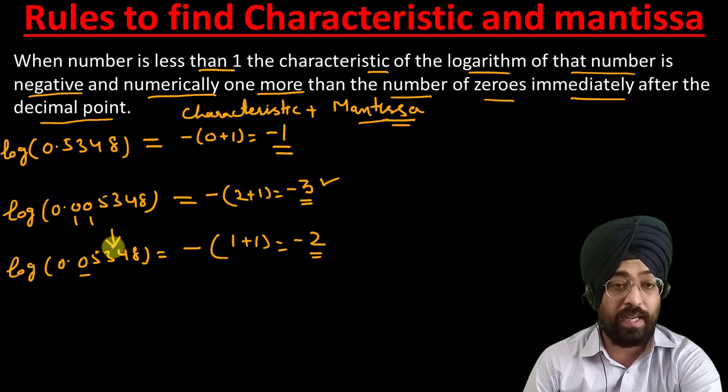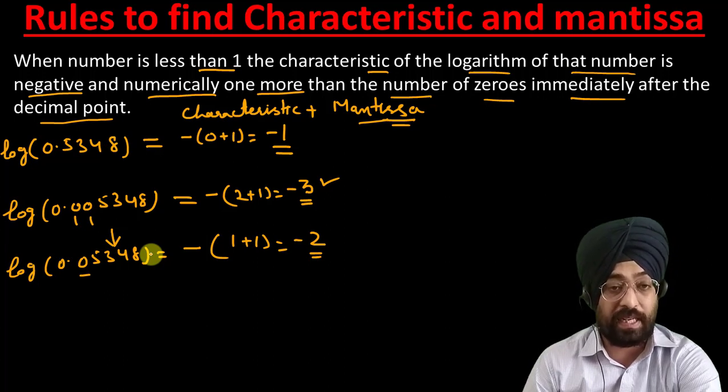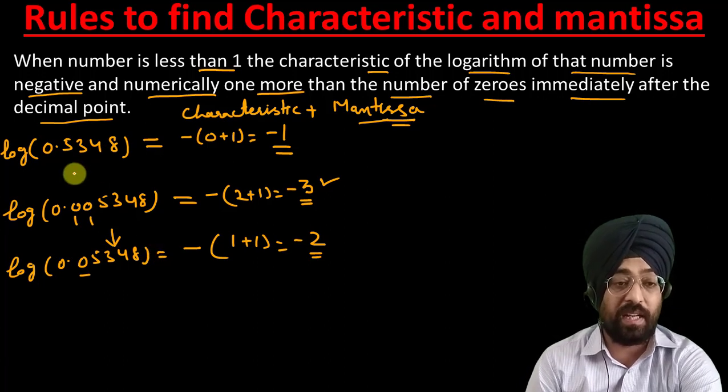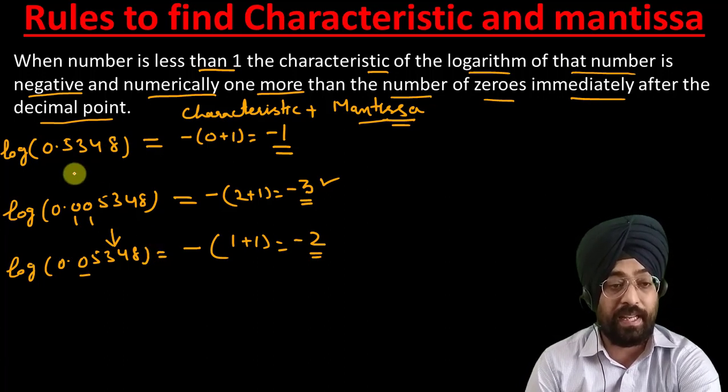So the rules are quite easy. If the number is more than 1, it is quite easy. Count the number of digits and subtract 1 from that, with a positive sign. That will be its characteristic, meaning it will be positive. If the number is less than 1, then the characteristic will be negative, and we have to count the number of zeros after the decimal and add 1.